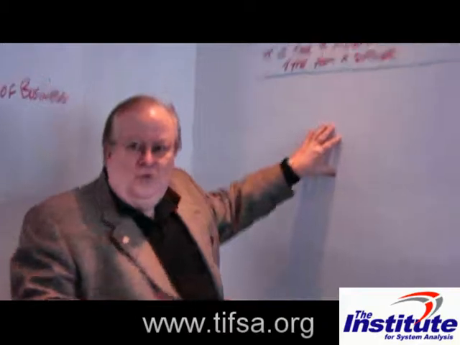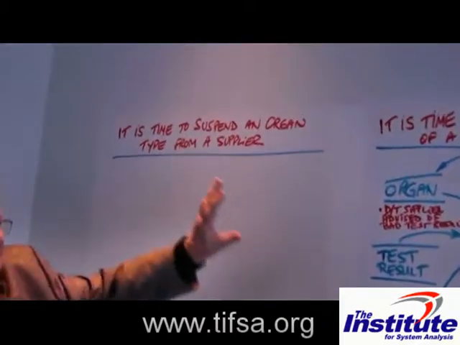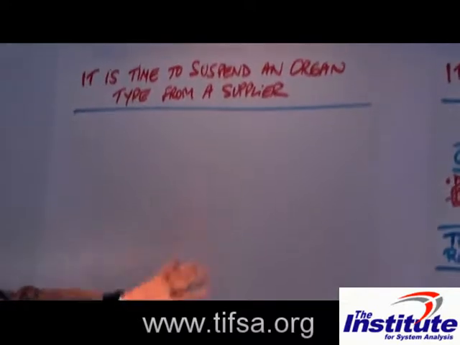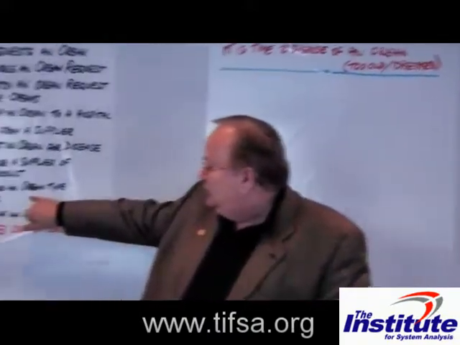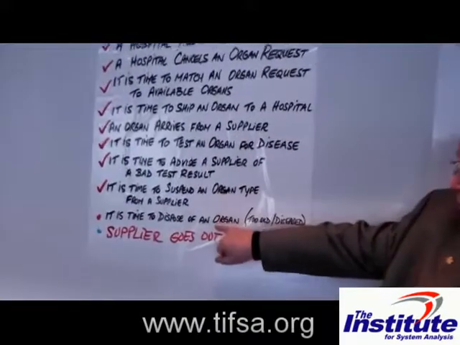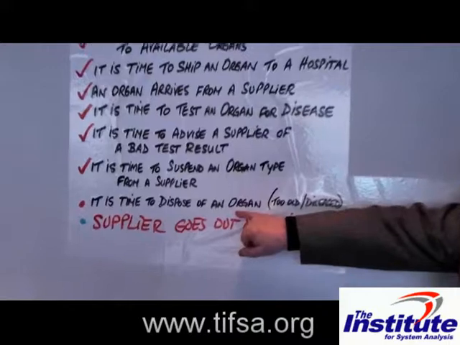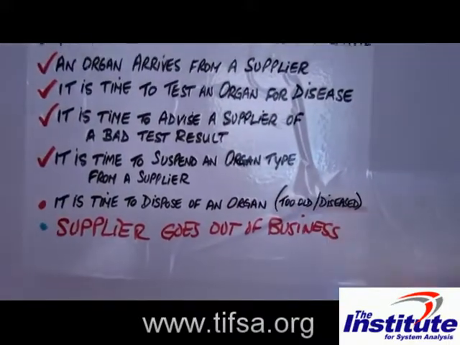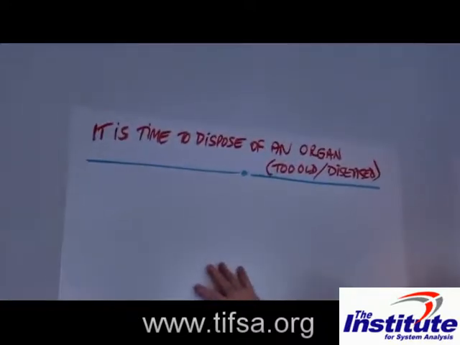So I'm going to let you work on this one. We've seen a lot now. You know how to do it. Do the process diagram, do the business rules table. And then, after you've done that one, time to suspend an organ type from a supplier, go on to it's time to dispose of an organ because it's too old or diseased. These shouldn't be very difficult to do, but you can do that yourself as well.